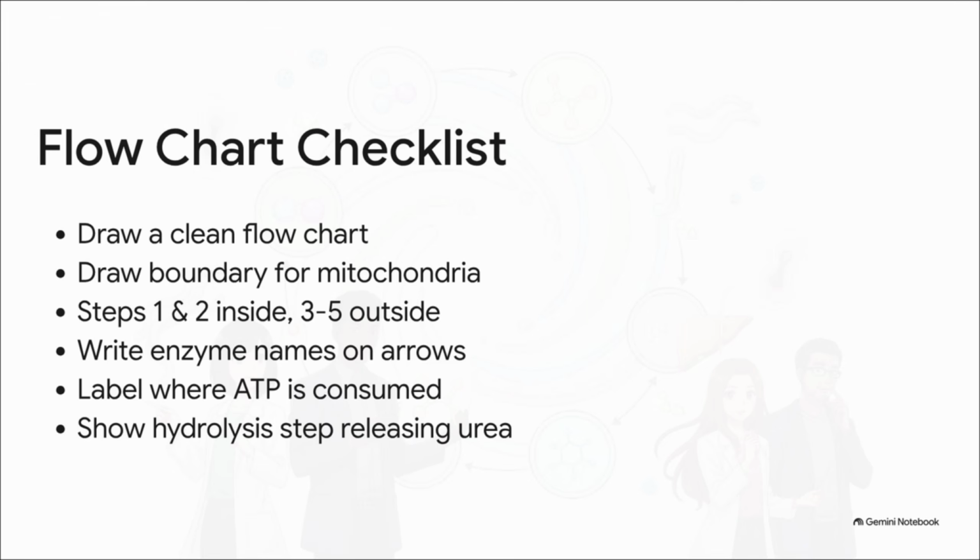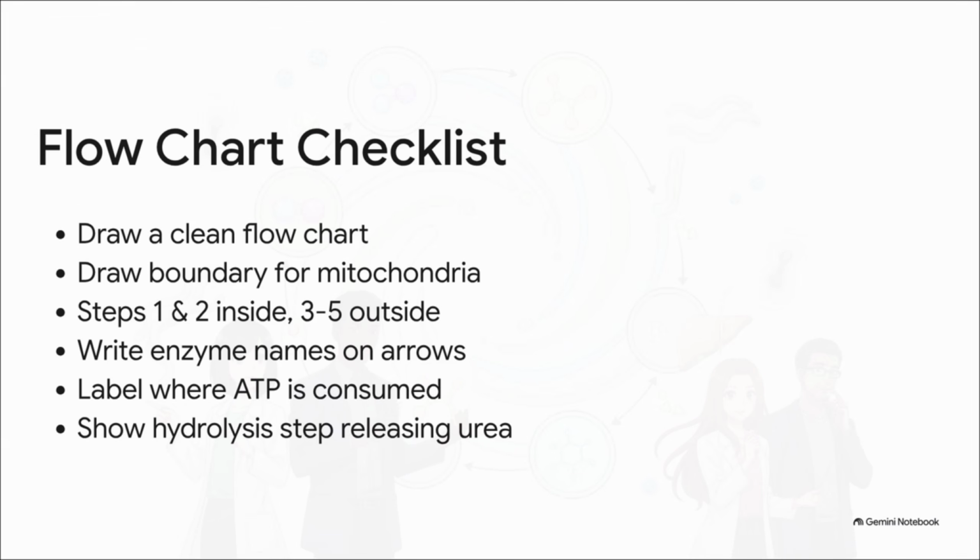First, literally draw a line on your paper to represent the mitochondria boundary. Show steps 1 and 2 inside and 3, 4, and 5 outside in the cytoplasm. Next, write the enzyme names right there on the arrows. Make sure you clearly label the 2 specific spots where your body pays that ATP energy toll. And then explicitly show step 5 where the water enters and the urea drops out. If you give the examiner a diagram like that, they're going to hand over full marks without reading a single word of text.